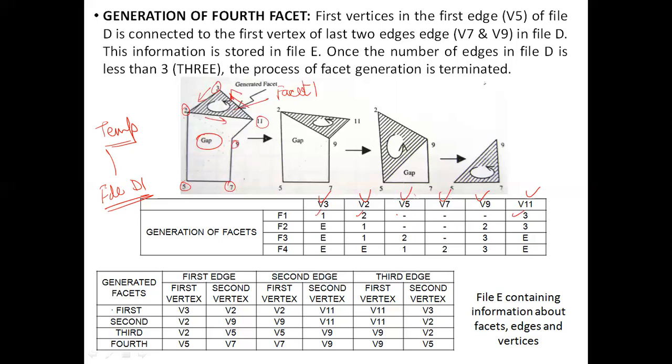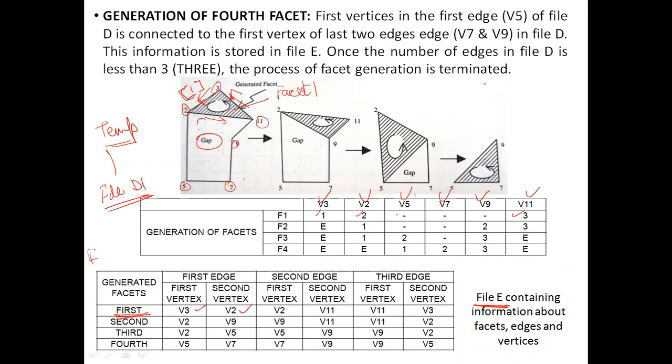Now, simultaneously, you will also create a new file, file E, which will be the actual file that stores the information of the edge filling and the gap filling. So the first facet has been created. What is the first edge? 3 and 2. This is edge number 1. I'm putting it in a square bracket. So for the first edge, the first vertex is V3 and the second vertex is V2.